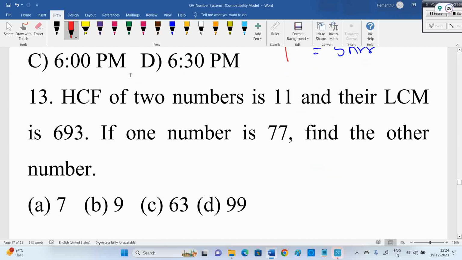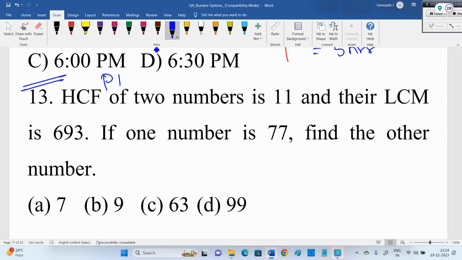Next, this is HCF of two numbers. LCM of two numbers is given. One of the numbers is given. You are supposed to calculate the other number. So how many numbers here? Two numbers. This is regarding property 1.